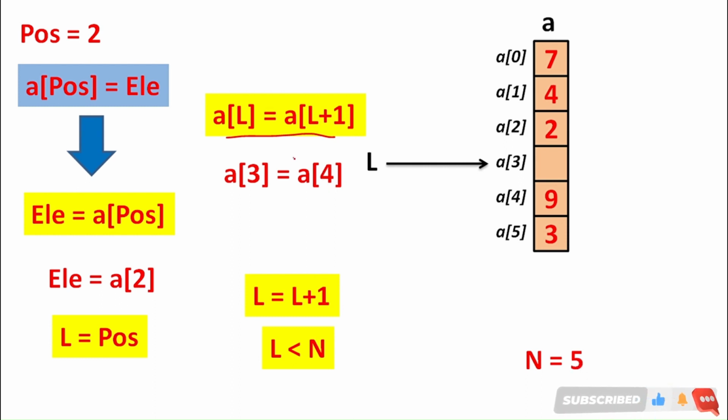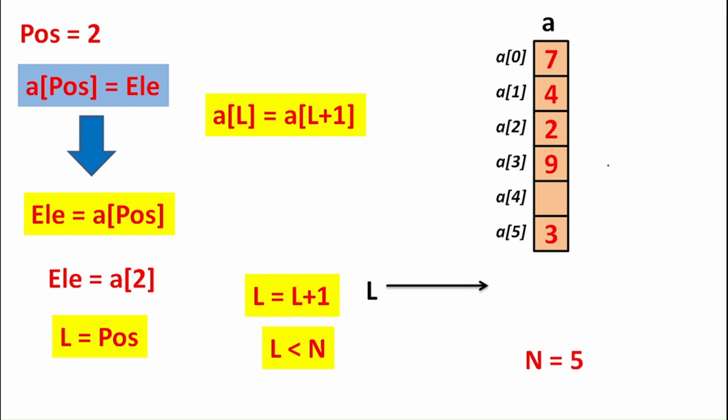Now again the element which is present in the A of 4 will go to the A of 3. Simple. This 9 will go here. And again I will increment the pointer, that is L is equal to L plus 1. My pointer will come here. Now again this 3 will go up.